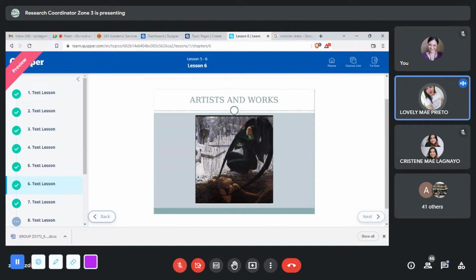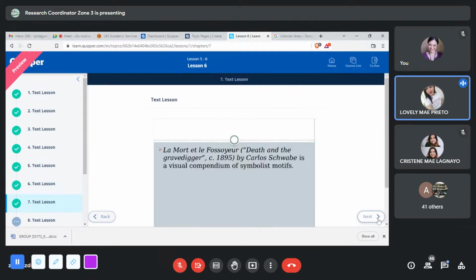Symbolistic point of view, yun. Realistically speaking, that is actually scary. Ginoo ko, hadlok kay mamatay. Okay? Especially pag wala pa kay liwat. Okay, next.